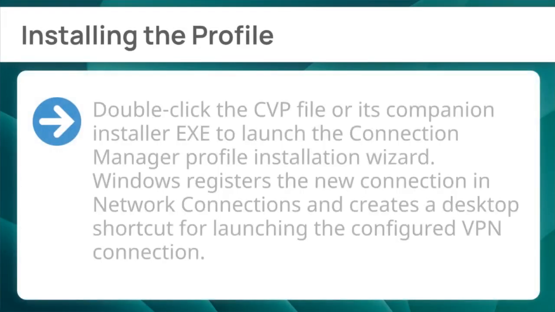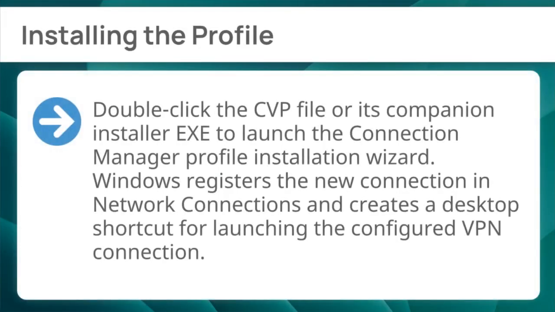First, installing the profile. Double-click the CVP file or its companion installer .exe to launch the Connection Manager Profile Installation Wizard. Windows registers the new connection in Network Connections and creates a desktop shortcut for launching the configured VPN connection.